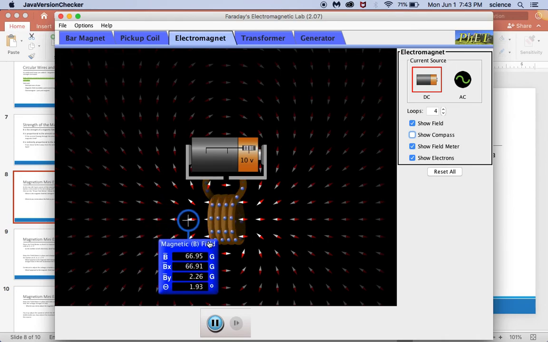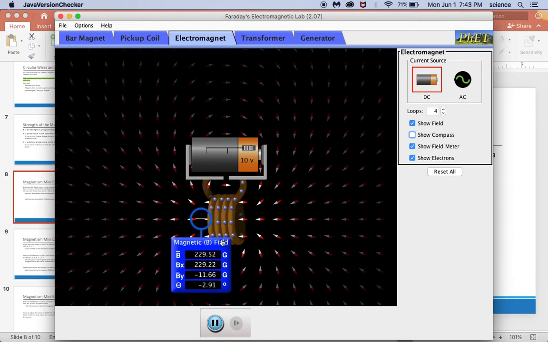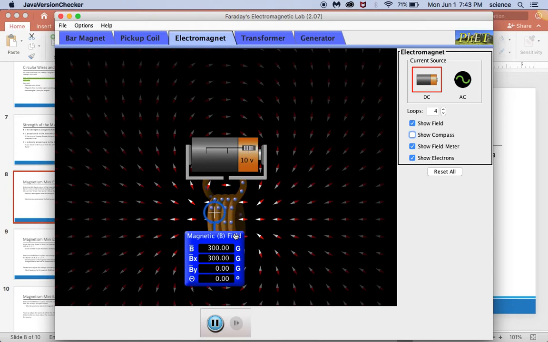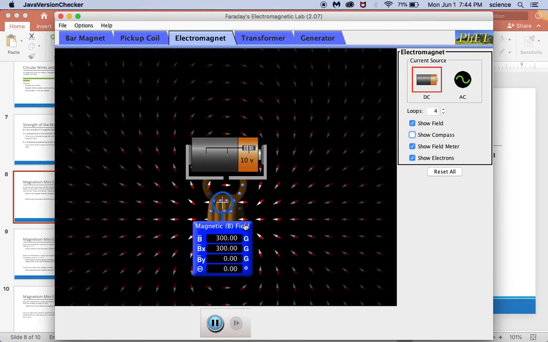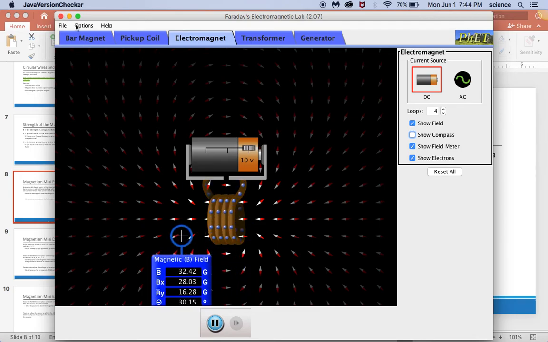I'm going to take the meter now and move it inside the coils, and let's look at what the strength of the magnetic field is. When I'm inside the coils, it doesn't seem to matter where I move this, the magnetic field is constant. So having these circular coils with current running through them produces a uniform, constant magnetic field inside of the coils.